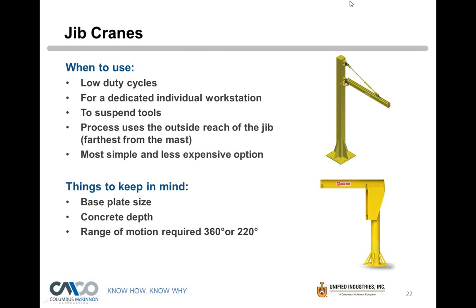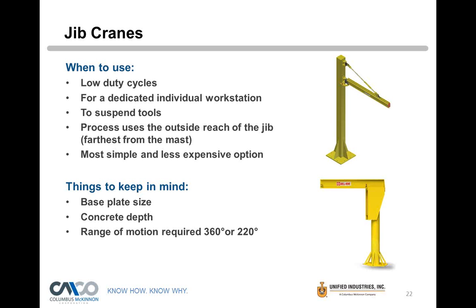Now I'd like to talk about jib cranes. Jib cranes provide an important part of your process. They're the cheapest, the most simple option. Some big things you want to keep in mind when you use a jib crane: they're good more for low duty cycles. So at 70 times an hour, I probably wouldn't recommend that you spec out a jib crane. It's more for a dedicated individual workstation to suspend tools, like a light Packer Chromer spring balancer with a nut runner on the end, something like that.